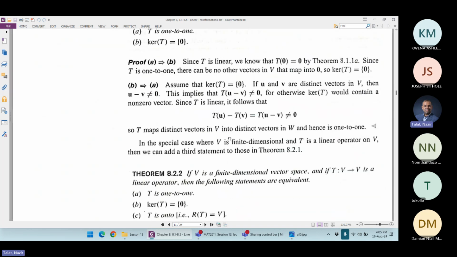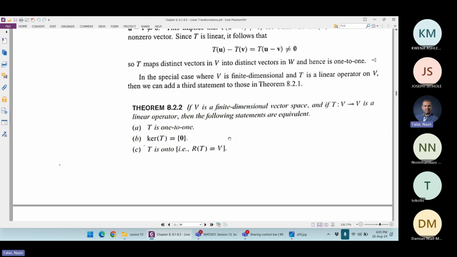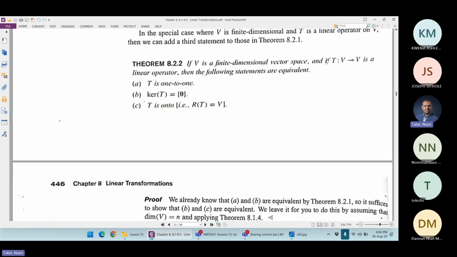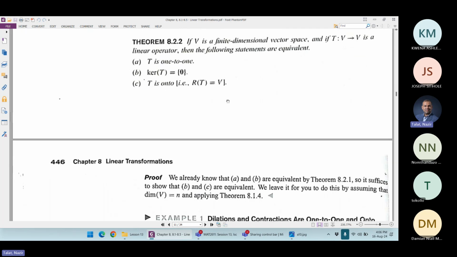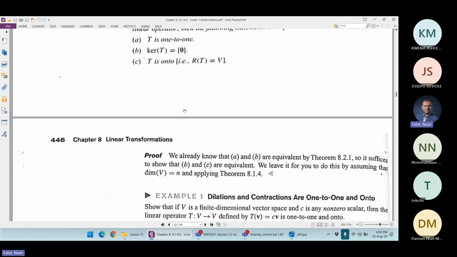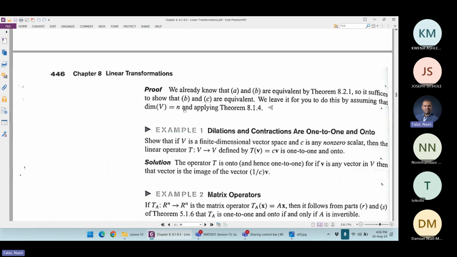Furthermore, the following statements are equivalent if T is a linear operator: the kernel of T is equal to 0, and T is onto. Onto means it covers the whole range set of T, like V is equal to the range of T. This is an important result in this direction, but it is for the case of a linear operator. Otherwise, one-to-one and onto are not equivalent. If it's an operator, then they are equivalent.